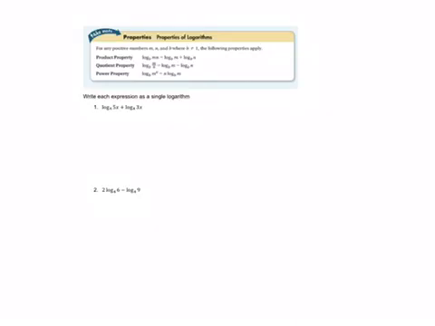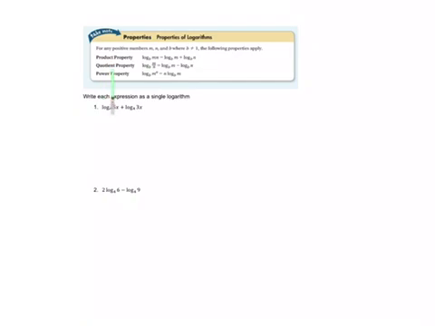Hi, today we'll be working with the properties of logarithms. Those properties come from the properties of exponents. So the product property says that if I have the logarithm base b of m times n, that's the same as the logarithm base b of m plus the logarithm base b of n. I can remember that the value of a logarithm is really an exponent.